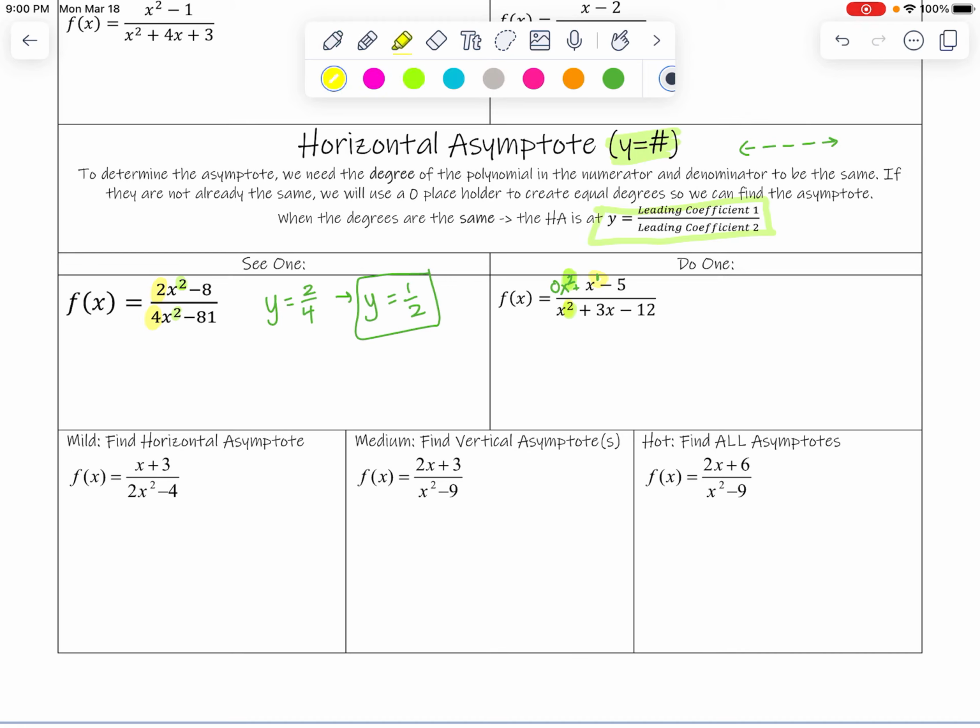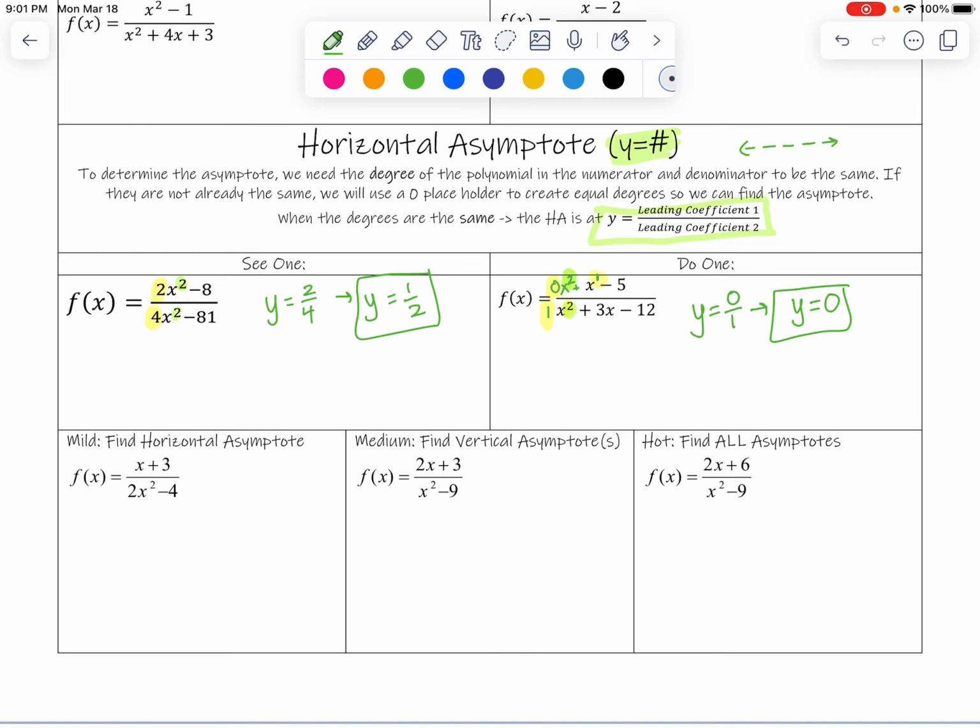And so therefore we can pull the leading coefficients. In the numerator, the leading coefficient is 0. And in the denominator, the leading coefficient is 1. Remember, there's an understood 1 in front of a variable as well. So this one has an asymptote at y equals 0 over 1. Really, that's just y equals 0. And there's the horizontal asymptote.